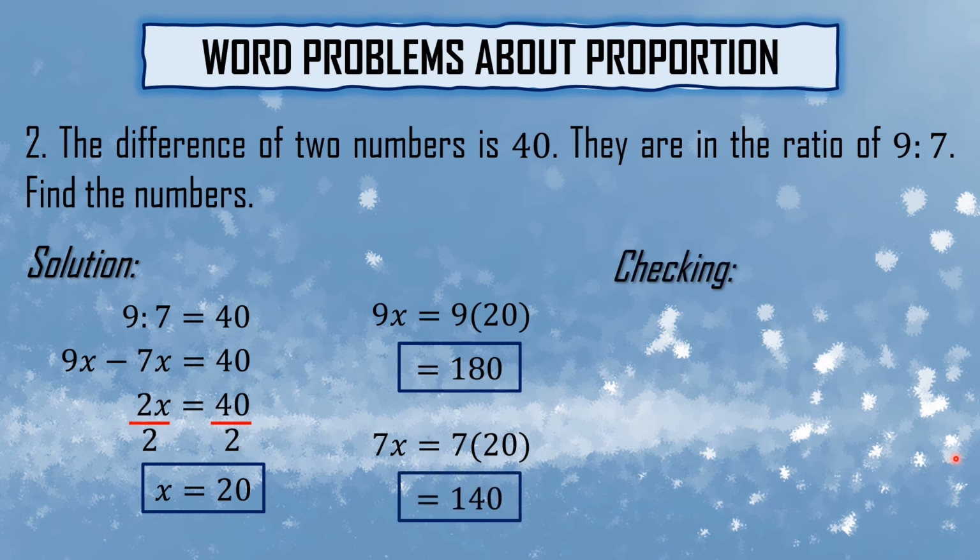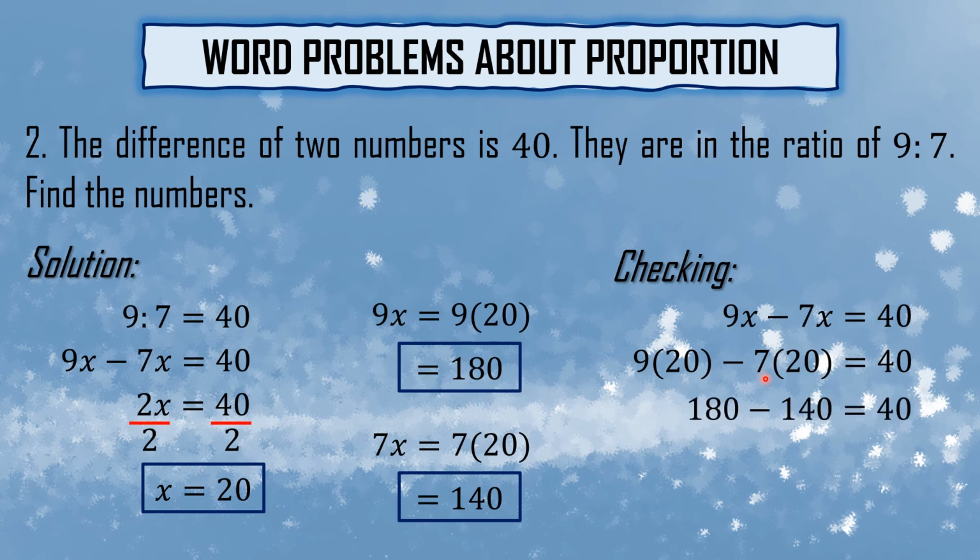So, para sa checking, kailangan nating malaman kung tama yung mga nakuha nating sagot. So, let us have the 9x minus 7x equals 40. 9x is 9 times 20 minus 7 times 20 equals 140. So, yung nakuha natin dito kanina is 180 at ang nakuha naman natin dito is 140. So, kailangan mag-equal ang difference nilang dalawa sa 40. So, 180 minus 140 is 40. Therefore, 40 is equal to 40.